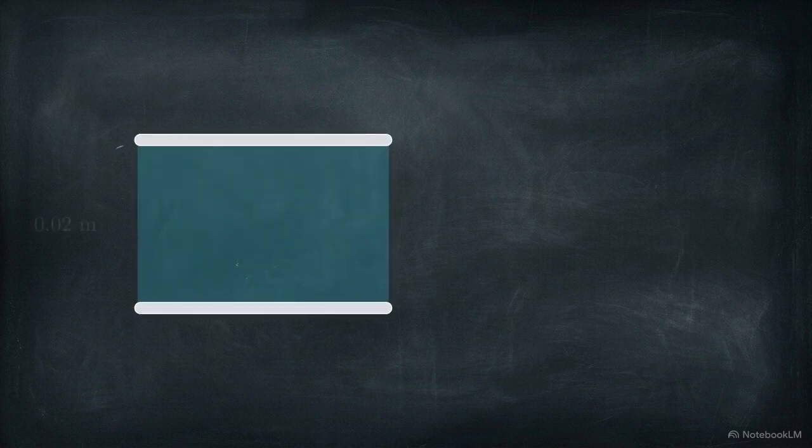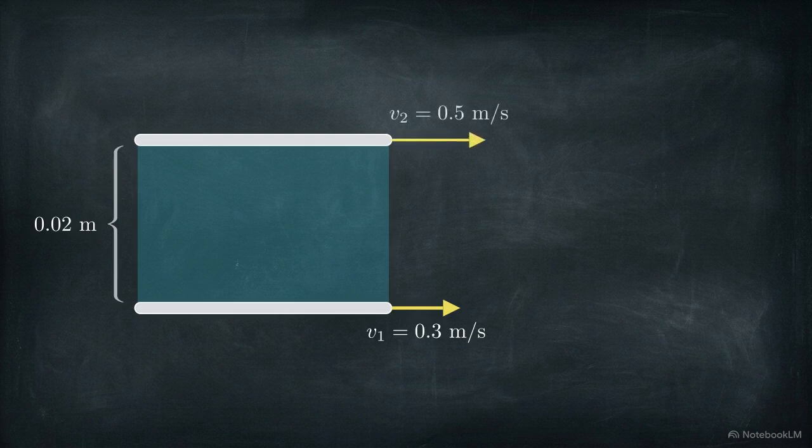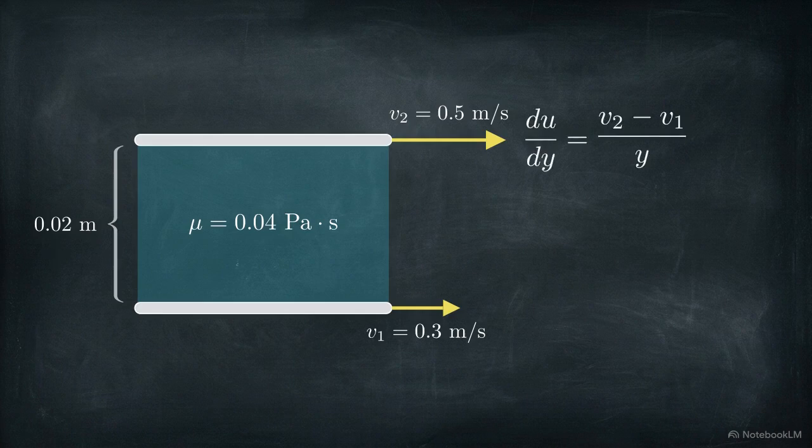We have two parallel plates, and the distance between them is exactly 0.02 meters. The bottom plate is moving at 0.3 meters per second, while the top plate is being pulled faster at 0.5 meters per second. The fluid trapped inside has a known dynamic viscosity, or mu, of 0.04 pascal seconds. First, we find the velocity gradient. We take the difference in speed between the two plates, 0.5 minus 0.3, and divide it by the distance of 0.02 meters. That gives us a gradient of 10 inverse seconds.